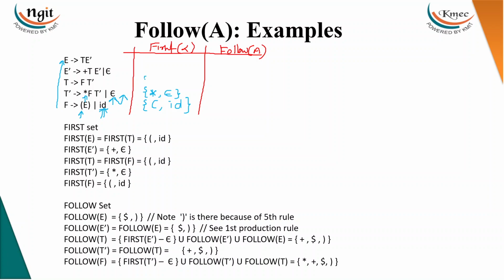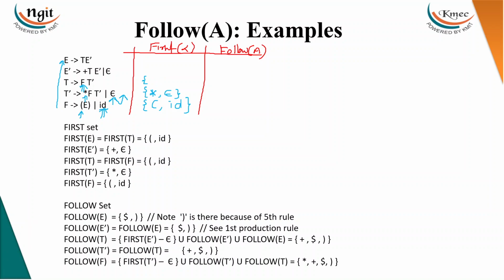In the same way, I want to find the FIRST of T. We have only one production, so concentrate on the first symbol. What is this? F. You cannot take F here. Why? Because, as I told you, non-terminals are not allowed in either the FIRST set or the FOLLOW set. Then at that time, what are we supposed to do?